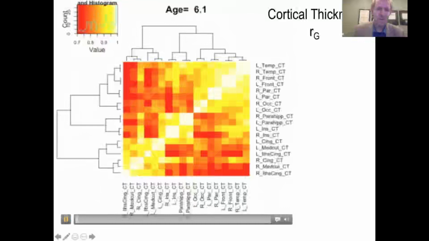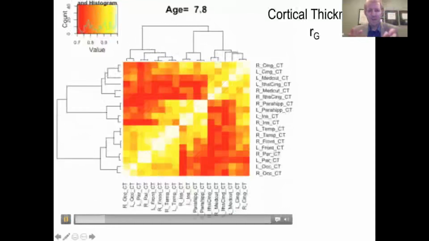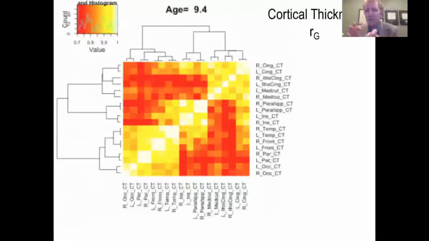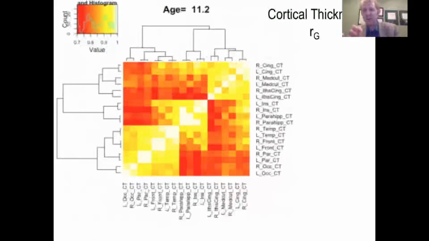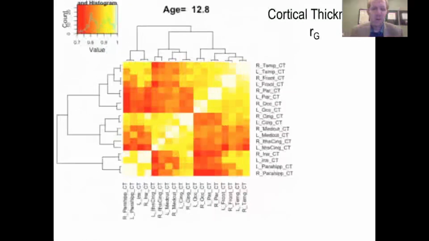Just play that one more time. You can see that basically the relationships within the network, the subnetworks, get stronger, whereas the relationships between the subnetworks get weaker.